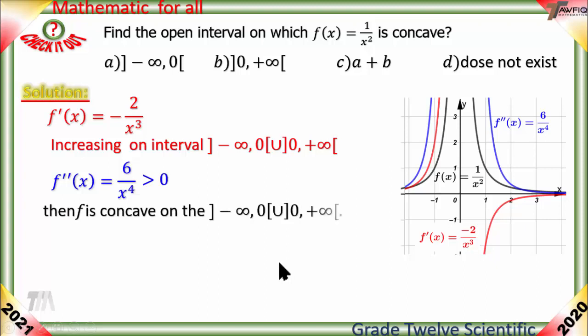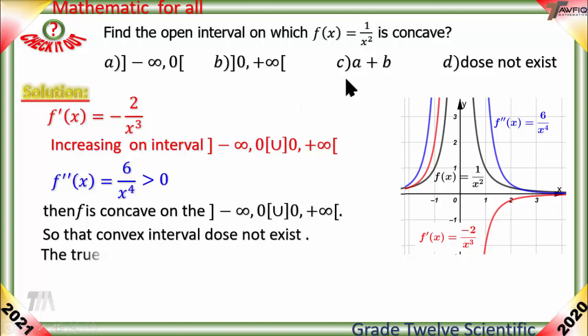That means f is concave on the interval minus infinity to 0 and from 0 to positive infinity. That means the convex interval does not exist. If you see that we have two parts of this interval, one of them is A and the second one is B, that means A and B are true. So C is the correct choice.